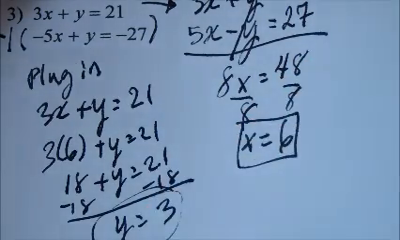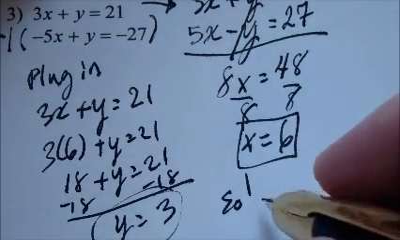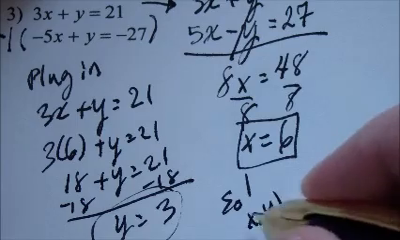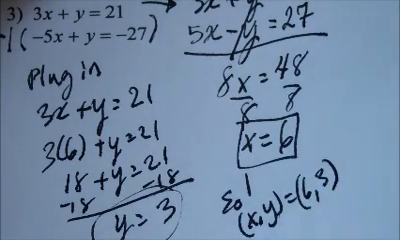Okay, so y is 3, x is 6. So solution is x comma y, 6 comma 3. Alright. And that, my friends, is that.